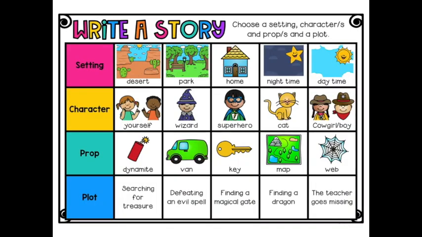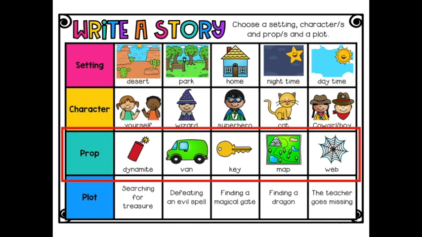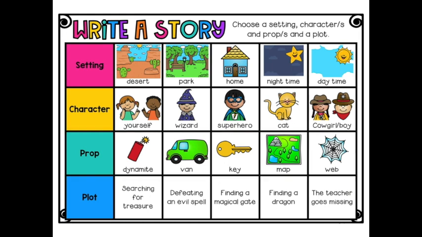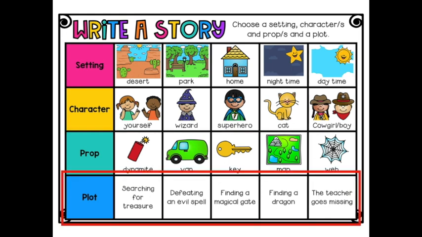Now, let's take a look at some ideas. You could choose from these settings: desert, park, home, nighttime, daytime. You could choose from these characters. You could include yourself in the story, a wizard, a superhero, a cat, or you might choose your story characters to be a cowboy and a cowgirl. Have some props in your story, some objects. You might want to use dynamite or a van, a key, a map, a web. And here are some ideas for your plot, what's happening in the story.